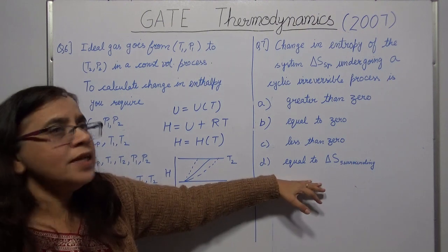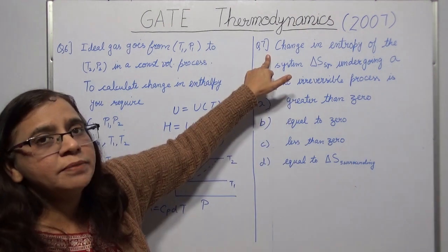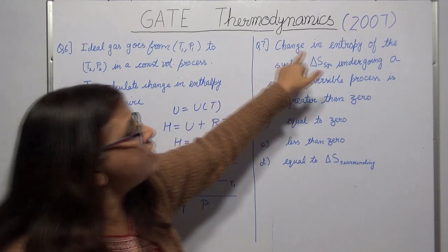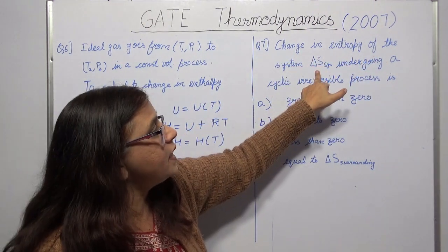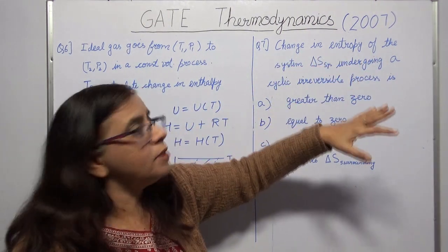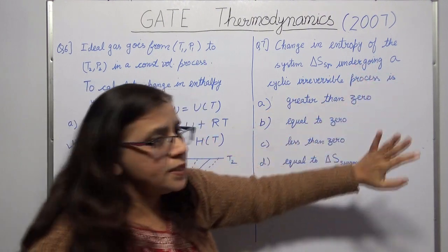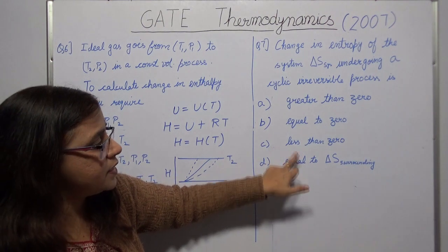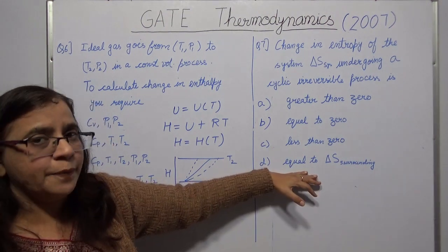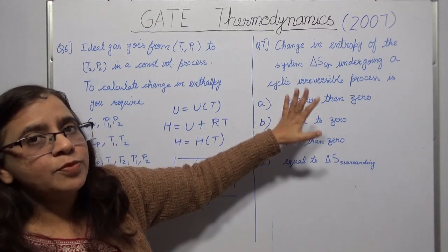Now let's move to the next problem, that is question number 7. It says that the change in entropy of the system, delta S system, undergoing a cyclic irreversible process is greater than 0, equal to 0, less than 0 or equal to delta S surrounding. So read this problem carefully.